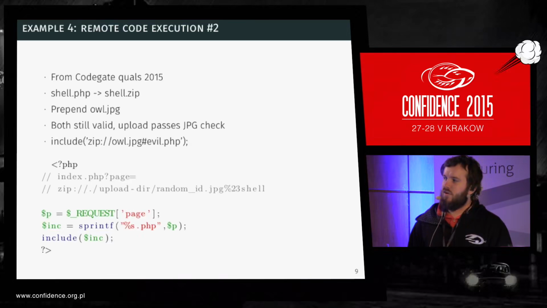This was our uploaded JPEG file, and the %23 is the hash sign. So this says, take this zip archive, randomid.jpg, and inside that zip archive, give me shell, and they added on the .php here. So include the PHP code in this zip archive and execute it. There we had remote code execution, and then we could get the flag and solve the challenge.